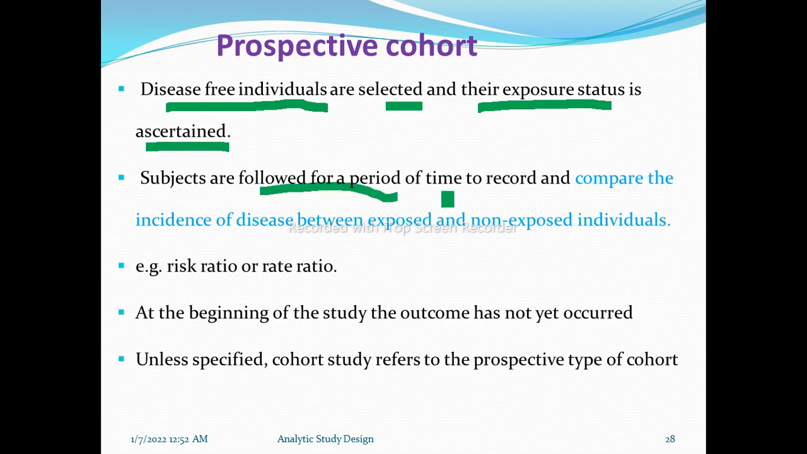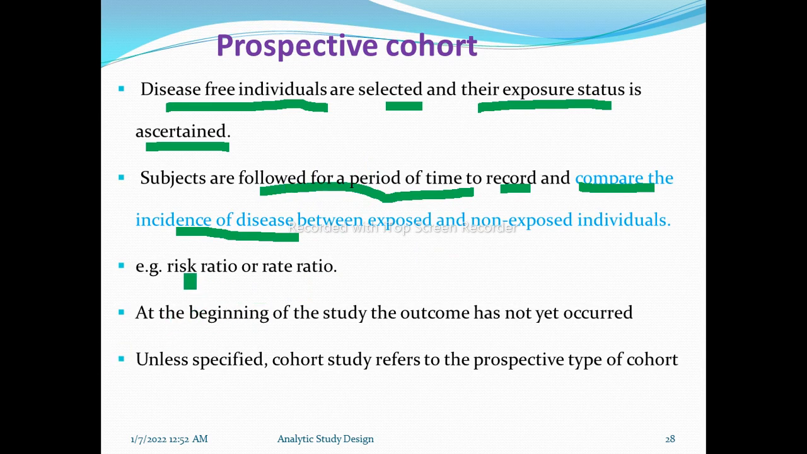Subjects are followed for a period of time to record and compare the incidence of disease between exposed and non-exposed individuals. This means if our exposure is drinking coffee, pregnant individuals will be followed for 9 months, and at birth we will compare whether the women with babies develop congenital anomaly or not, birth defect or not, which is our outcome. So this is a good example of prospective cohort.